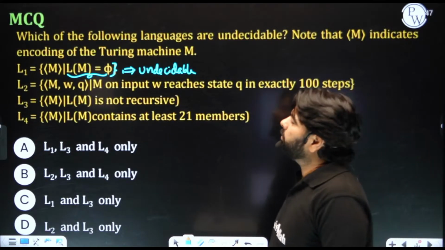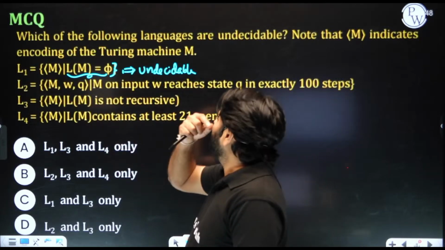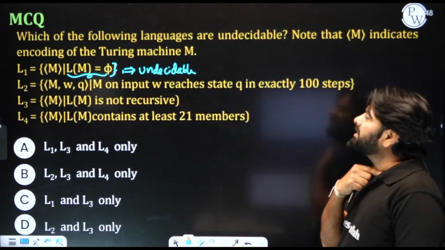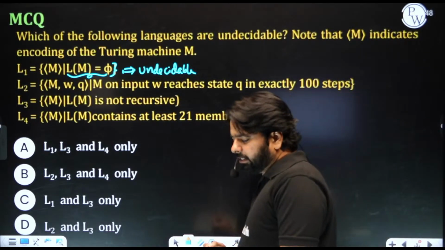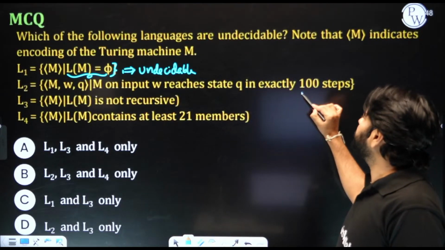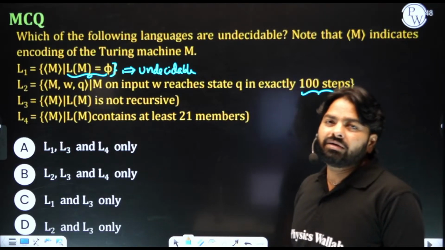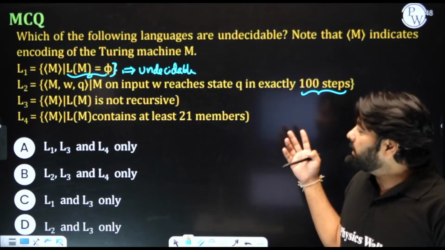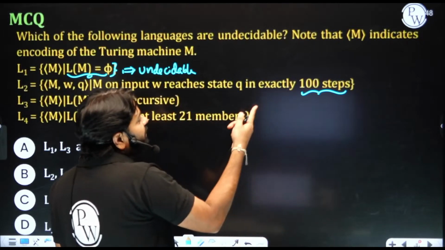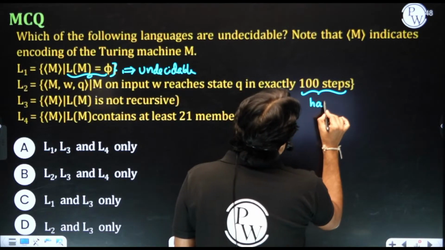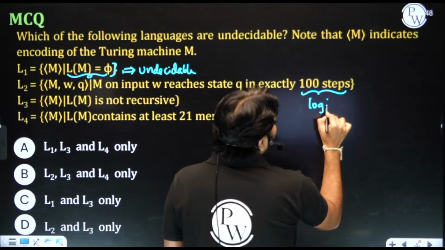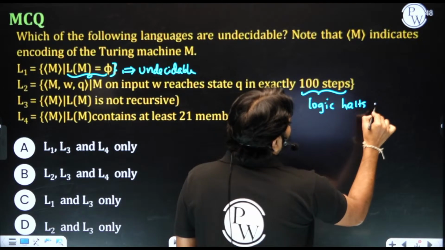Undecidable is right. Next one. Now you have the Turing machine, and W is also given. So W is given, the machine is given. Now is it able to reach the state q in exactly 100 steps? In exactly 100 steps. Now see, if these steps were not given, then this could have been undecidable. But now you need to verify exactly 100 steps only, not more. So you will never go into an infinite loop. The algorithm, the logic, halts in finite time.